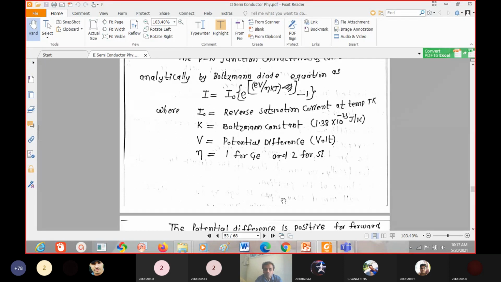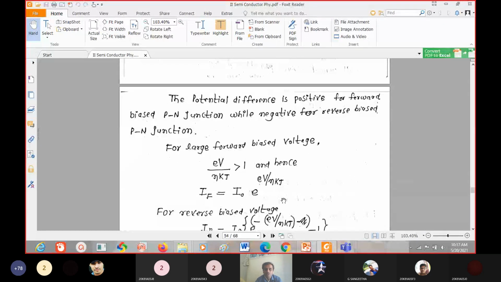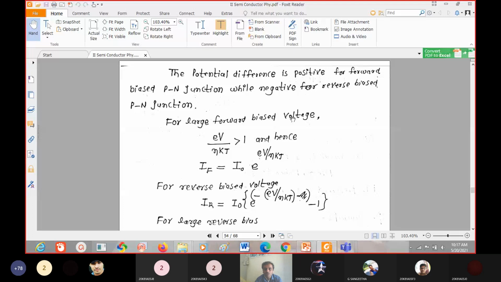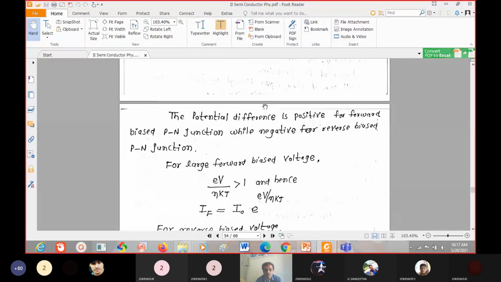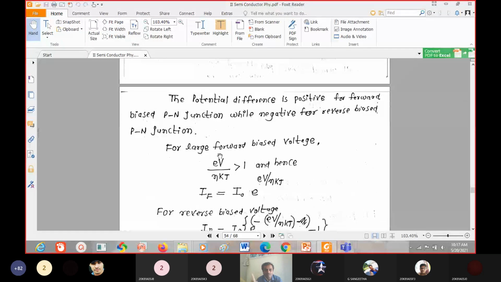Now we will discuss the reverse bias and forward bias cases. First we take the forward bias. What is the current passing in forward bias? In the case of forward bias, V means the applied potential, and the applied voltage is positive. That's why eV by eta kT is greater than 1.